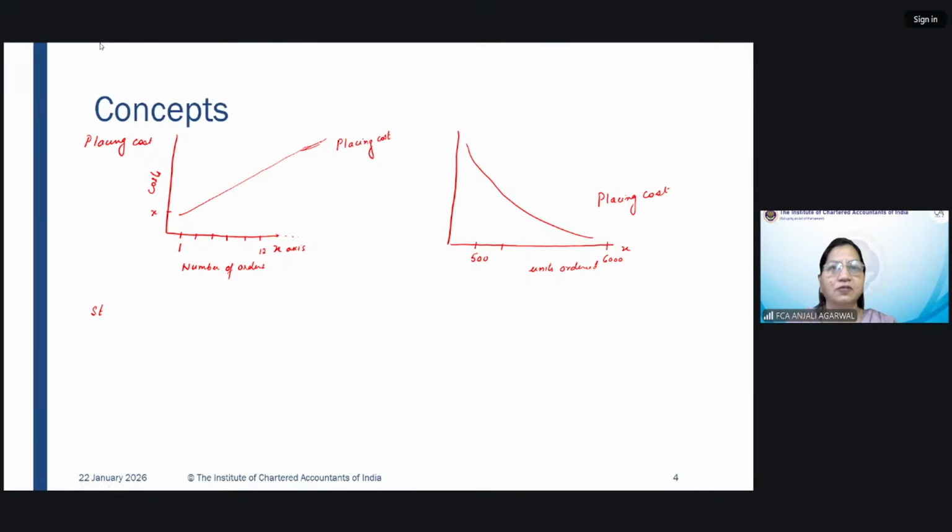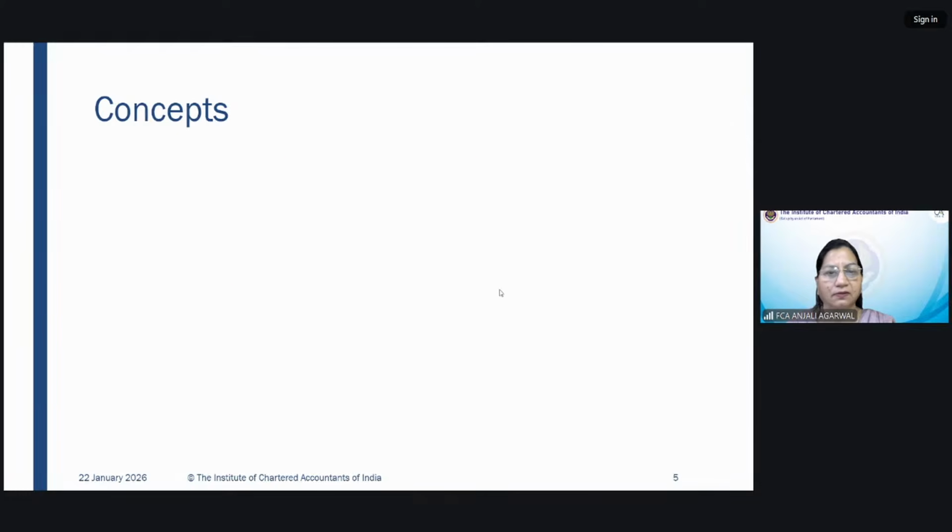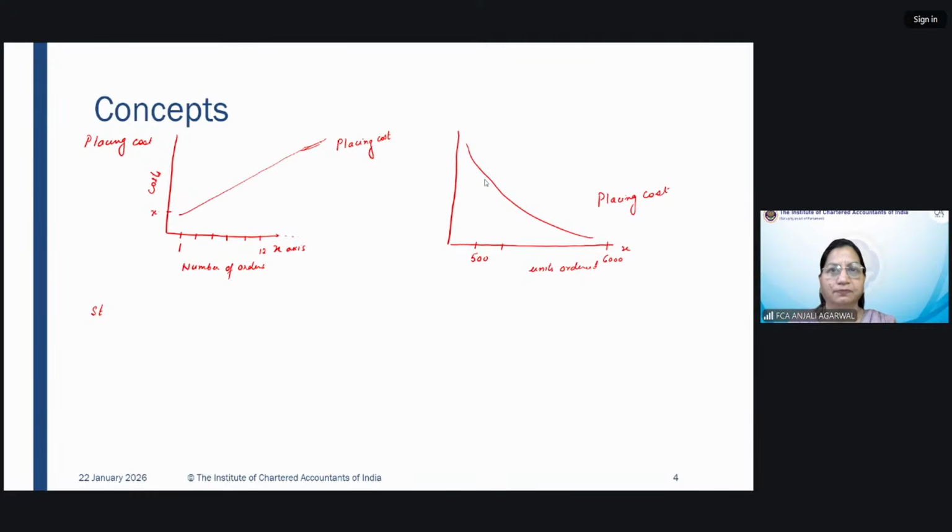Now, what about the storing cost? Second, explain this diagram, ma'am. Sure. I can't understand. Yes, ma'am.